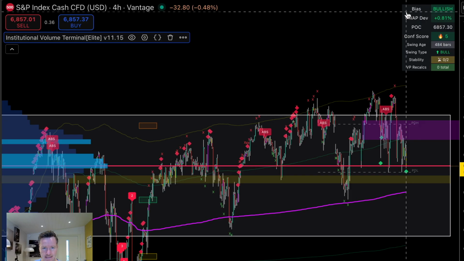So price is riding the anchored VWAP beautifully. This purple line is our institutional baseline. As long as we are above it, the bias is bullish. We also have this golden pocket here.